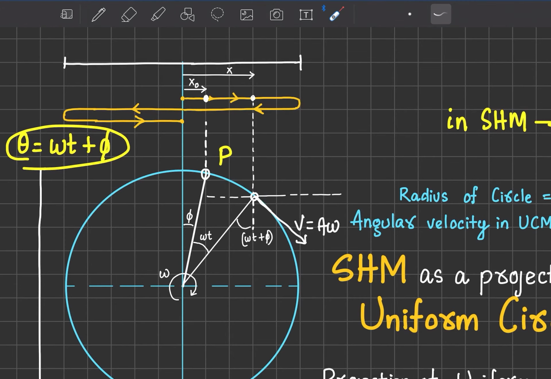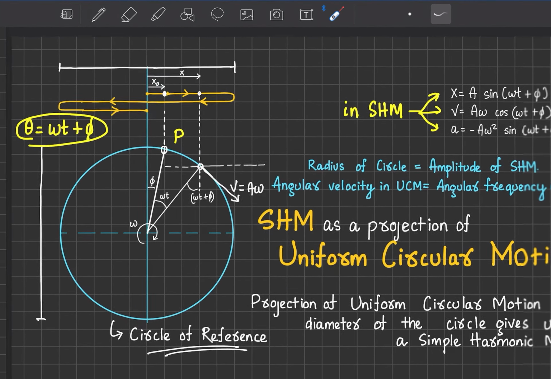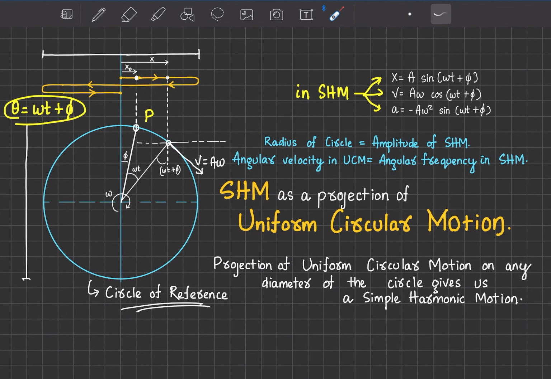So basically we can conclude that the motion of a particle over a circle, if we project that motion on any diameter, then that motion over the diameter, the motion of the projection over the diameter, can be regarded as an SHM.